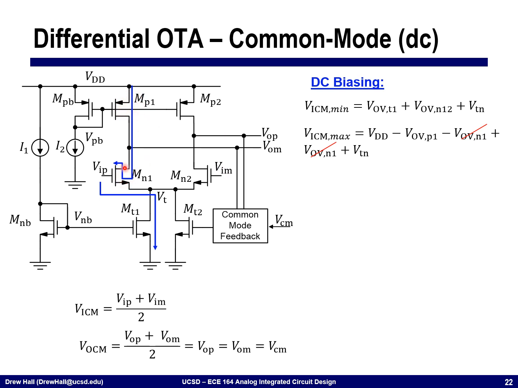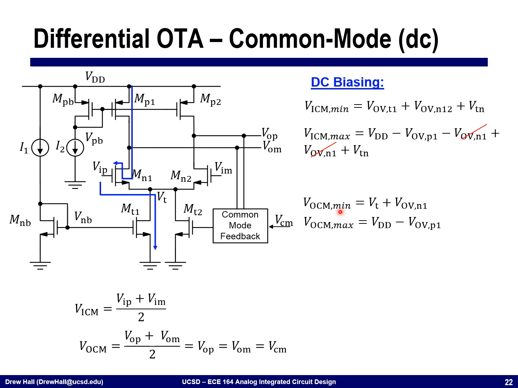I go down a VOV and then back up a VOV, and that cancels out these two, and so I'm left with the minimum input common mode voltage for the input is simply this, and for the output is VDD minus VOV plus VTN. Okay, so exactly the same expressions that we saw from the single-ended analysis earlier.